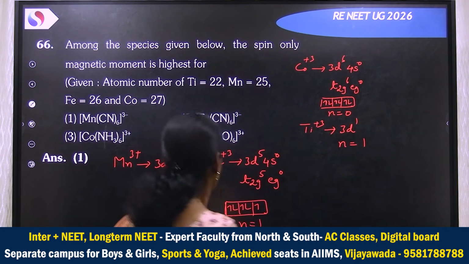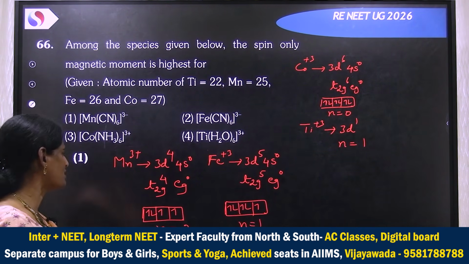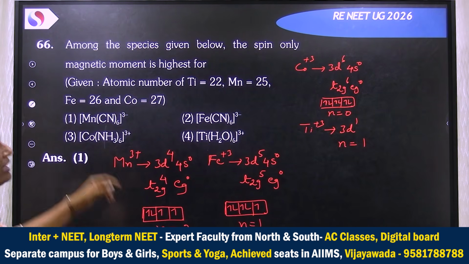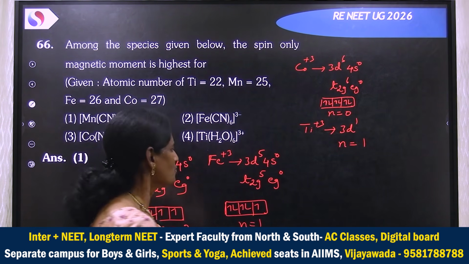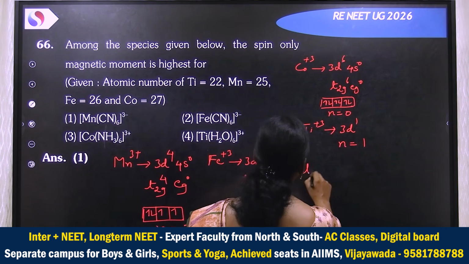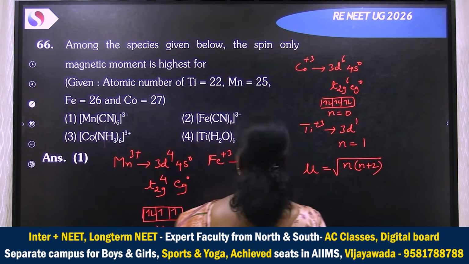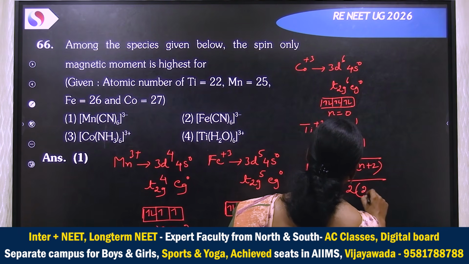So out of these 4 complexes, the first complex has the most unpaired electrons. The magnetic moment is directly proportional to the number of unpaired electrons. Mu, the magnetic moment, equals root of n into n plus 2. So only 2 unpaired electrons, therefore root of 2 into 2 plus 2.